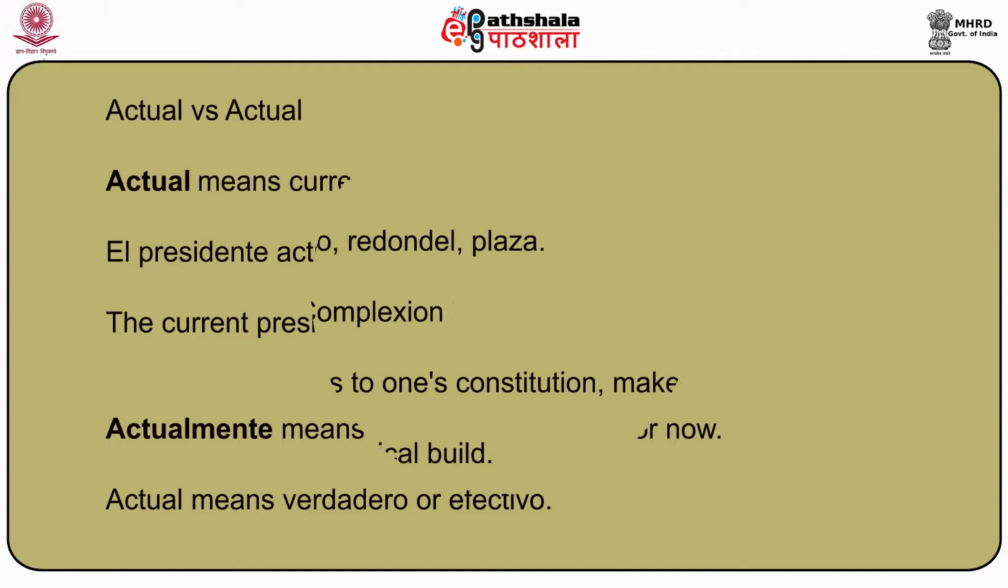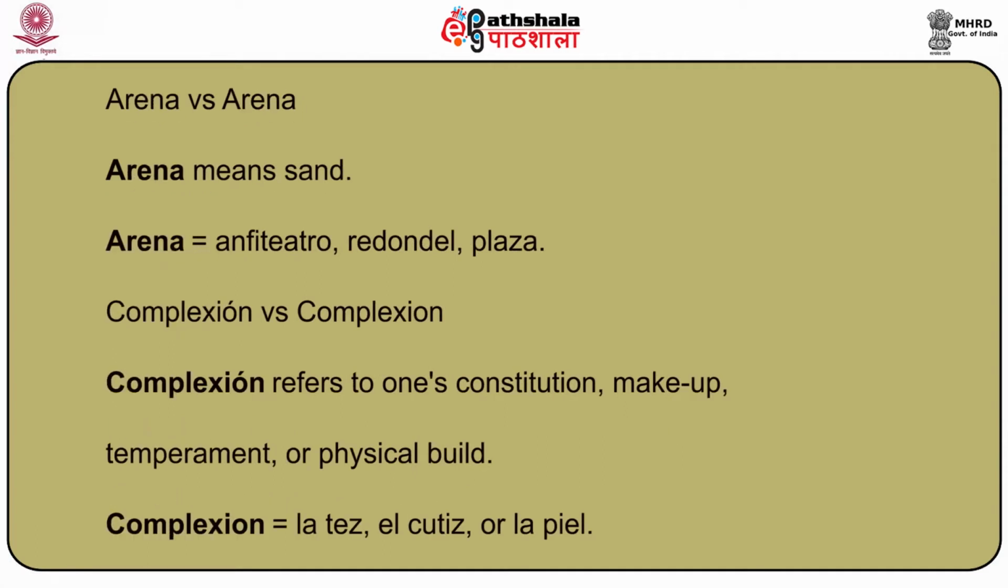Another example which causes a lot of confusion is arena versus arena. Arena means sand in Spanish, and arena in English is used as anfiteatro, redondel or plaza. Another set of words that create problems is complexión versus complexion. Complexión refers to one's constitution, makeup, temperament, or physical build. Complexion is la tez, el cutis, o la piel.